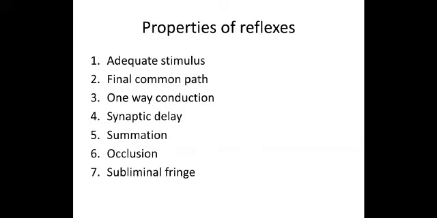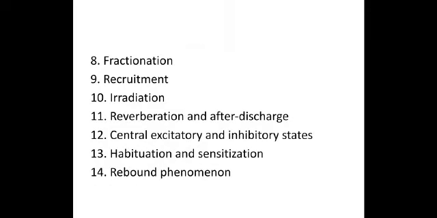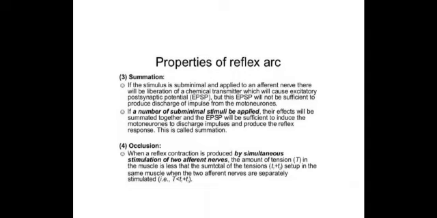So what is synaptic delay or central delay? The time taken by the impulse to traverse the spinal cord is called central delay. It includes synaptic delay. For a knee jerk to be elicited, it is around 0.6 to 0.9 milliseconds. So this is synaptic delay.